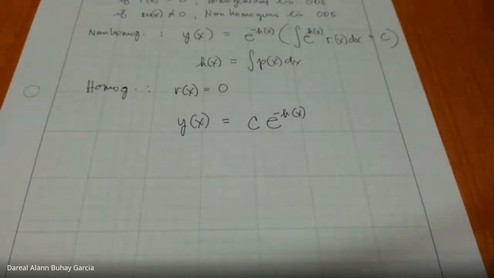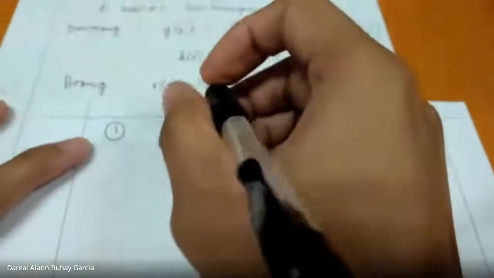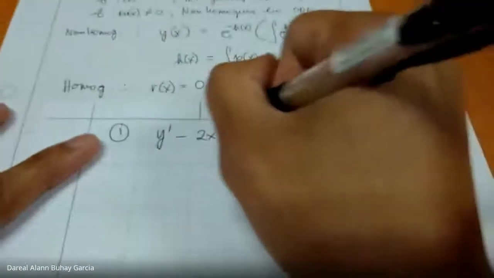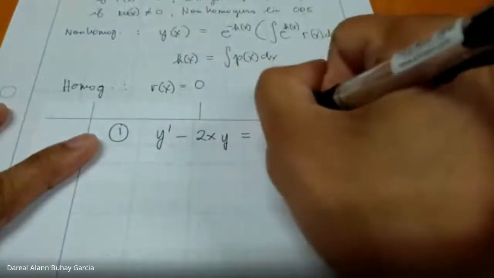I think it's better to solve an example to have a clearer view of what linear ODEs are. So let's solve some examples then. Example number 1: y prime minus 2xy is equal to x.